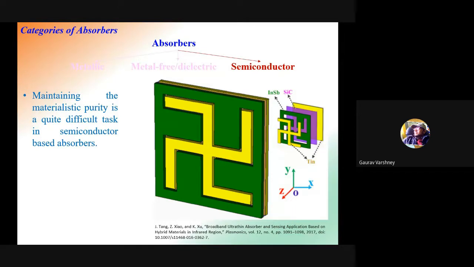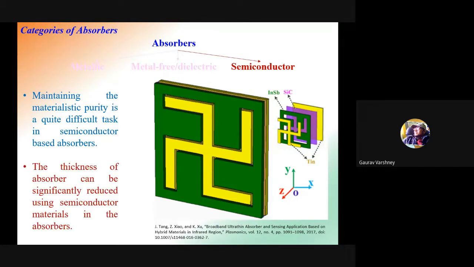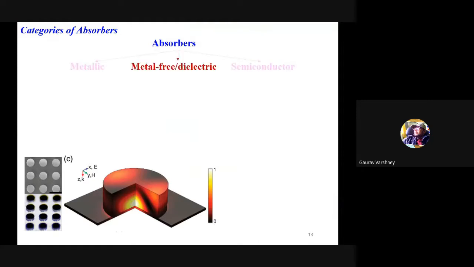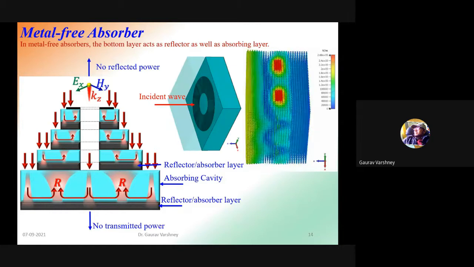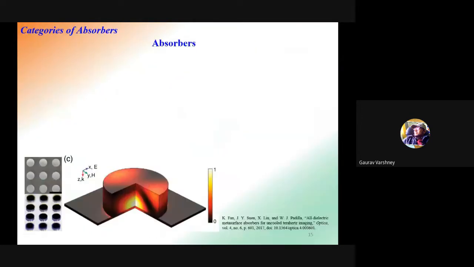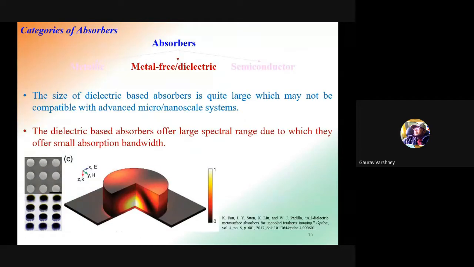In fact, the variation in the conductivity or material characteristics of semiconductor materials should not change the spectral behavior of the device. And next one is how to remove the thickness of dielectric based absorber. This is another research gap. Fine. So these are the research areas in which researchers around the globe are working hard to develop the technology that can be utilized in the future as well.